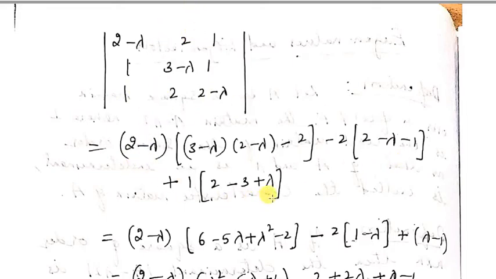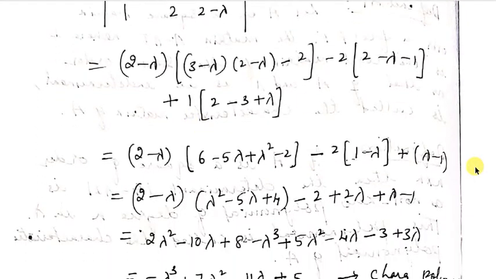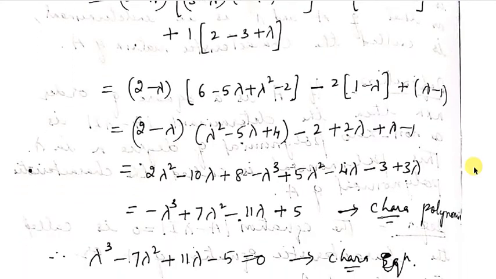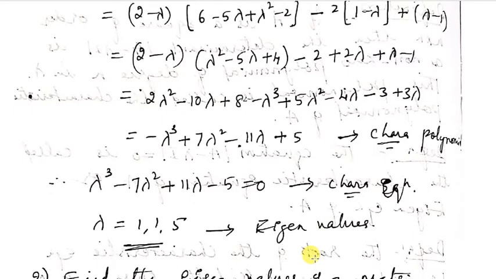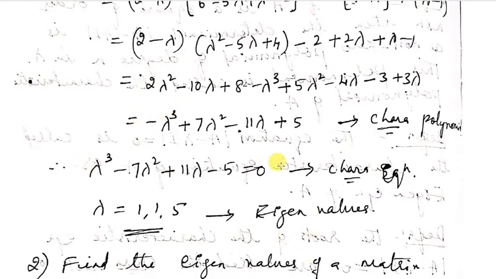Simplifying this expression by multiplication of the brackets, we get the final polynomial as minus lambda cube plus 7 lambda square minus 11 lambda plus 5. This is the characteristic polynomial. Now equate this polynomial to 0, which becomes the characteristic equation. By multiplying by a minus sign, we get lambda cube minus 7 lambda square plus 11 lambda minus 5 is equal to 0.